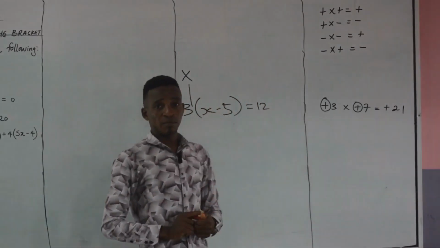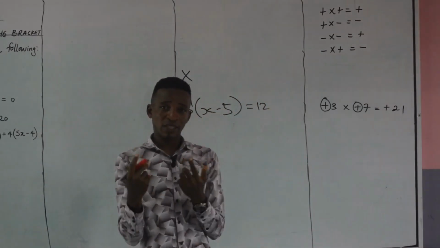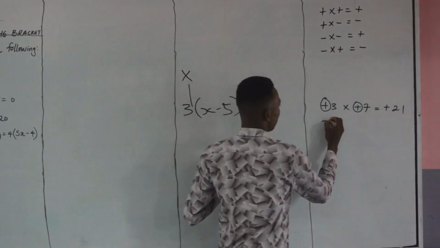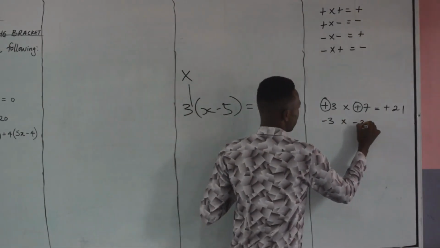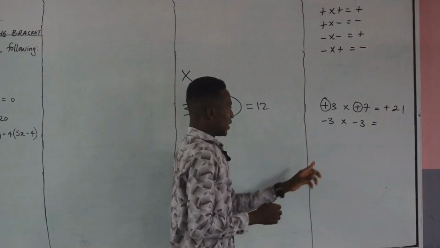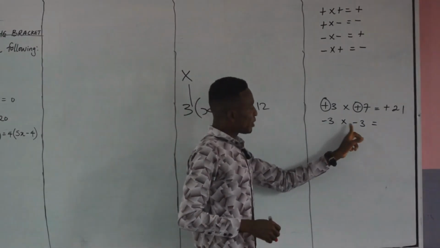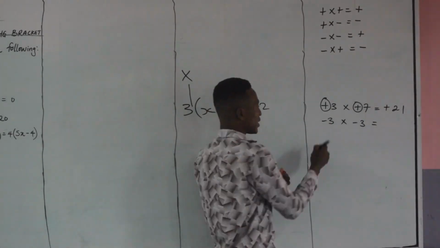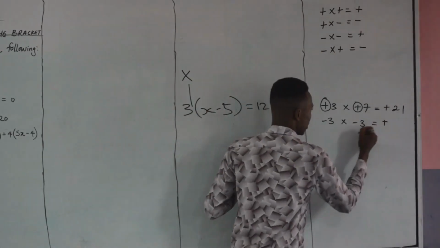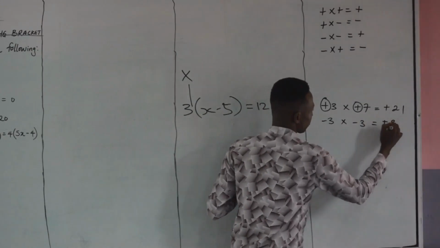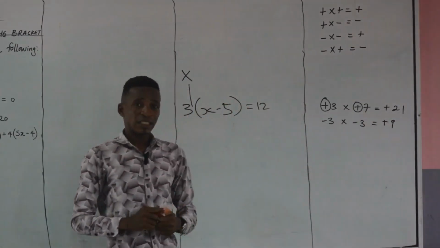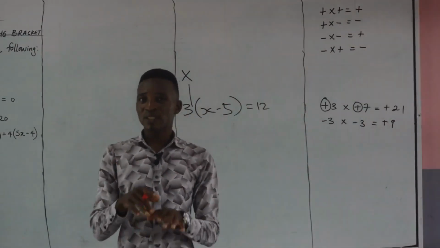Now let's take the same sign again, this time around the negative. Now we have minus 3 times minus 3. Here we have minus and here we have minus. Since you are multiplying the same sign, minus times minus gives you plus. 3 times 3 is 9. So that means minus 3 times minus 3 gives you plus 9.